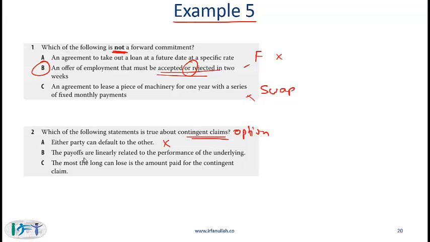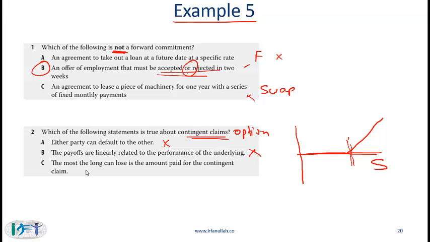The payoffs are linearly related to the performance of the underlying. This is not exactly true because if you recall the payoffs, let's say that the underlying is a stock, the payoff looks like this. So it is linear after a point, after this strike price, but it is not linear across the board. So this also is not correct.